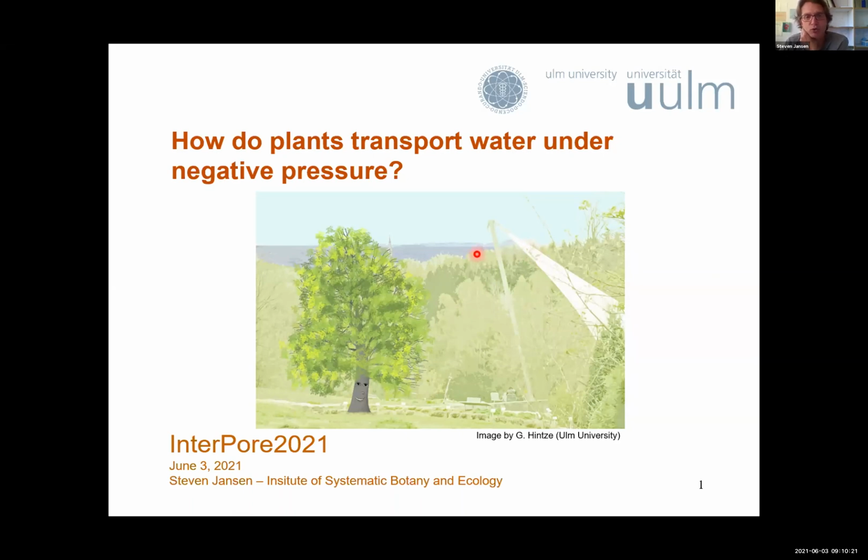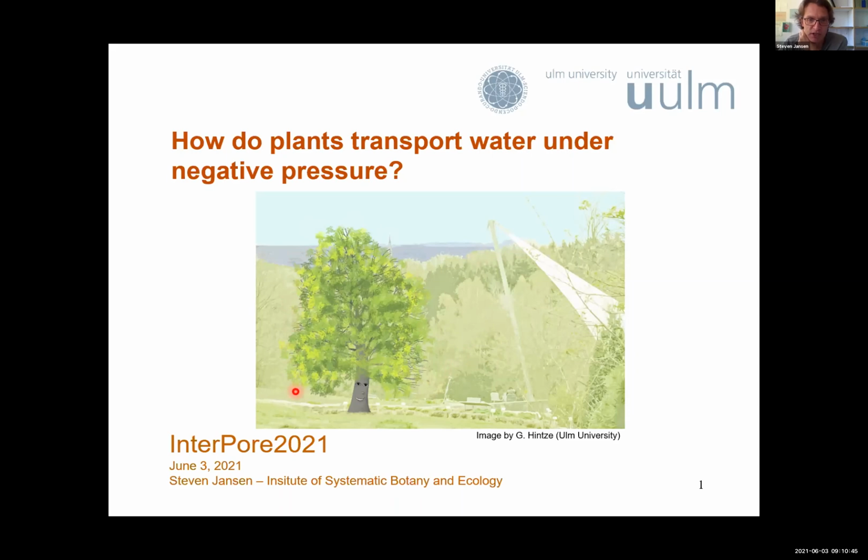So I will talk about how plants transport water and how they do this really under negative pressure. It is a really long-standing question in biology, and you would have thought that some plant scientists should have figured this out already 100 or 200 years ago. But we know a bit about it, but we don't know many details.